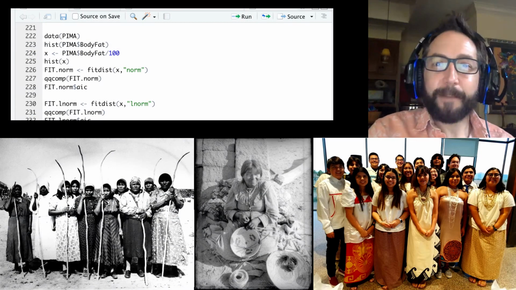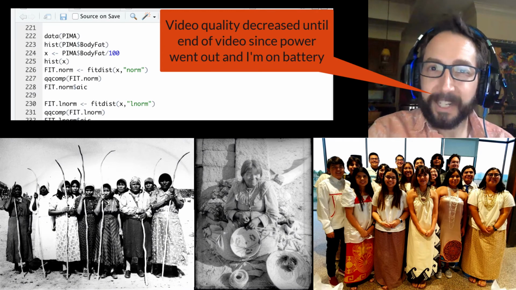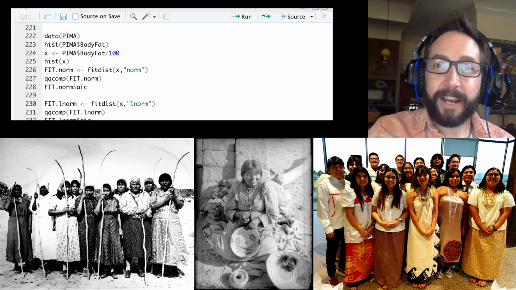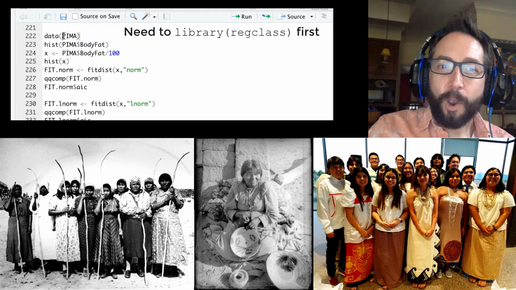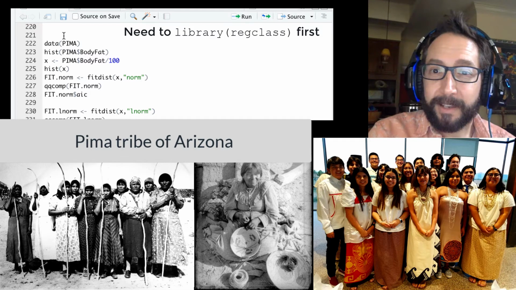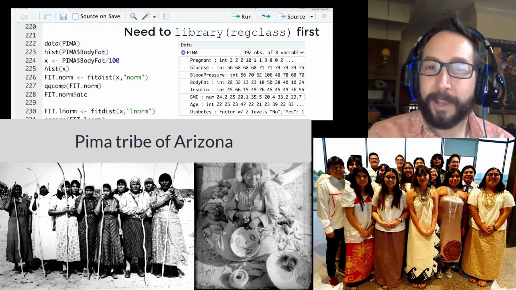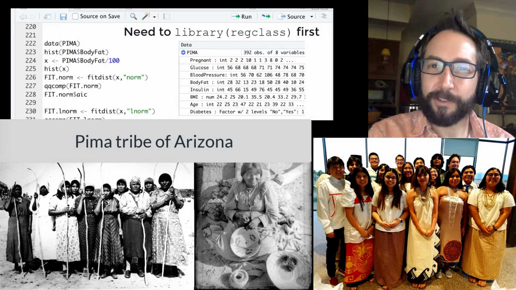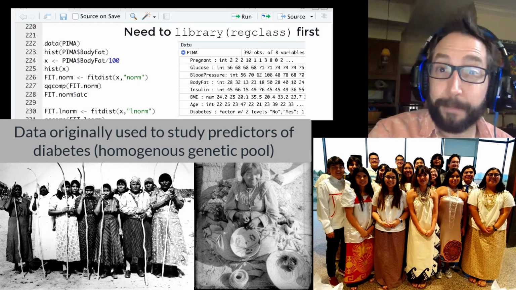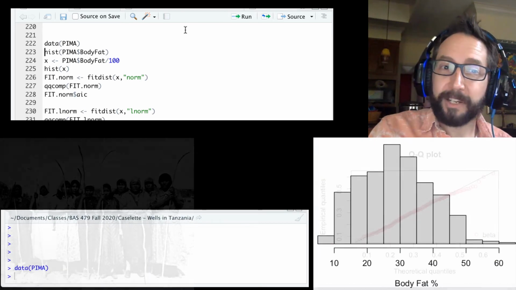So let's go through an example where we really do need to use the AIC to help us make up our mind as to which probability distribution is the most appropriate. So I'm going to load up the reg class library and then load up the PIMA dataset, which has information on women in the PIMA tribe in the United States. Now, the information that we have is the number of times she's been pregnant, her glucose level, etc. Originally, this dataset was used to help make predictions as to what factors were most associated with having diabetes or not. But what I want to look at is the distribution of body fat percentages.